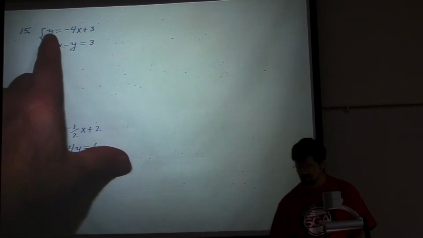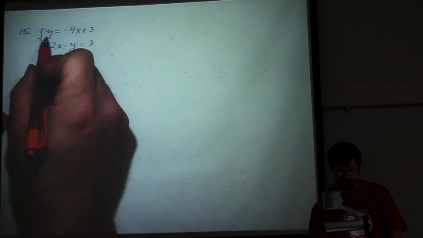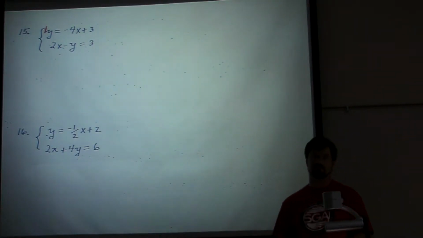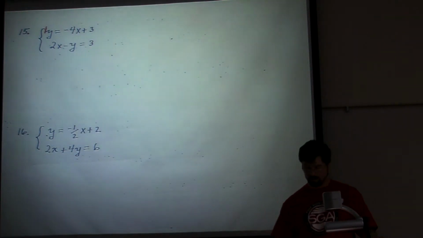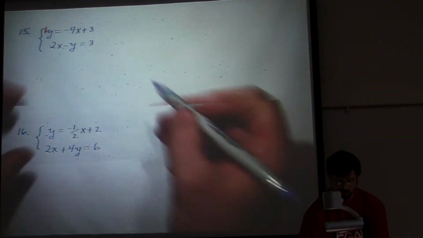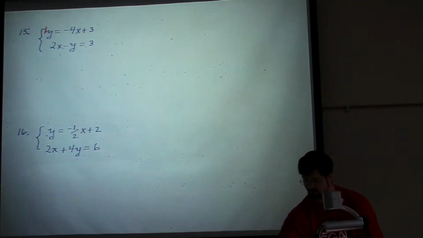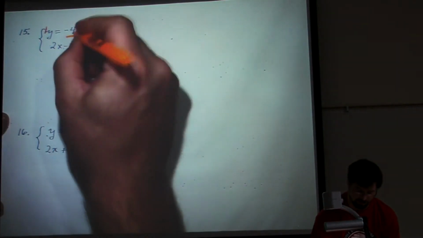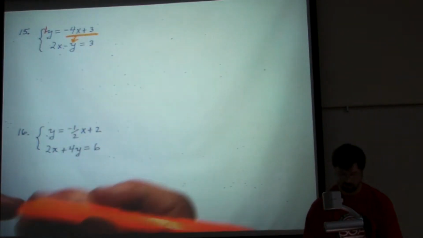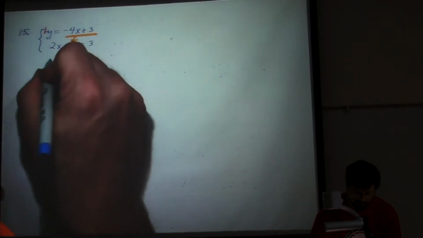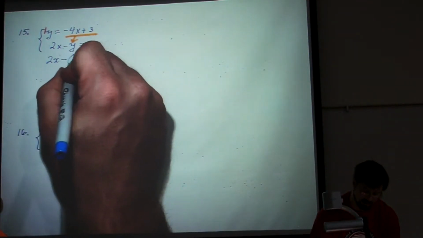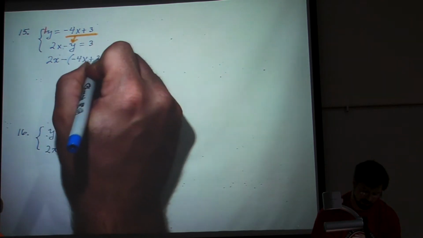So the first one, I see that one of the variables has a coefficient of 1 and is already by itself, so I'm going to use substitution. I hope that makes sense to you guys. I'm going to take what we see up here, y equals this, and plug it in right down below into that equation. So 2x minus y will become 2x minus the quantity negative 4x plus 3.